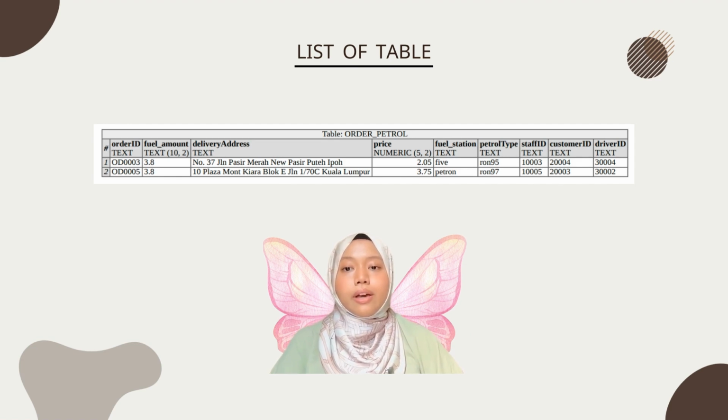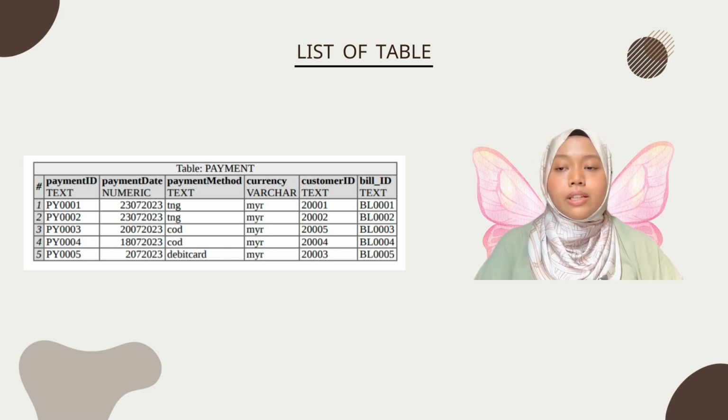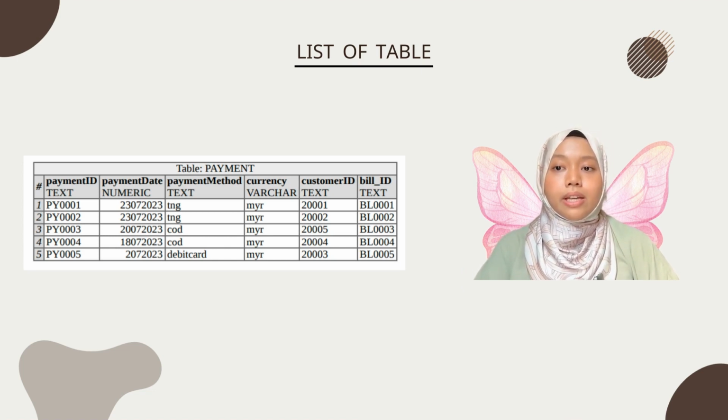Okay, then we have order petrol table. The attributes are order ID, fuel amount, delivery address, price, fuel station, petrol type, staff ID, customer ID, and driver ID. Then we have payment table. The attributes are payment ID, payment date, payment method, currency, customer ID, and bill ID.